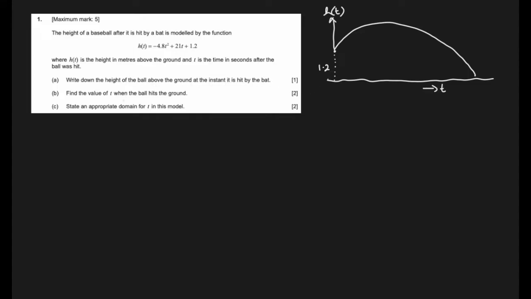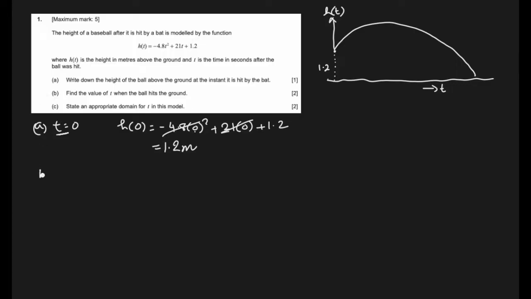And see, without looking at this part, I knew that 1.2 meters is the height, but how? When the ball is hit, time is 0, right? The moment it hit the bat, time started. So time was 0 then. So I'll write h(0). The height at time equal to 0 will be minus 4.8 times 0 squared, plus 21 times 0, plus 1.2. 0 squared is 0 and multiplied by anything is 0. This is 0, and of course we get 1.2 meters. But make it a habit that in such a function, this is where it starts from.